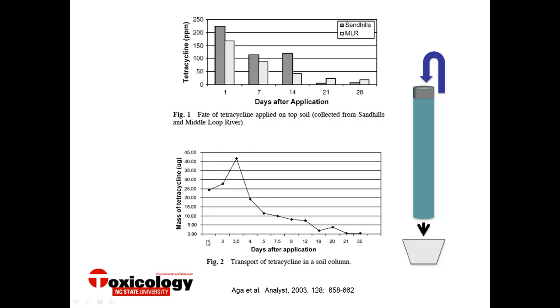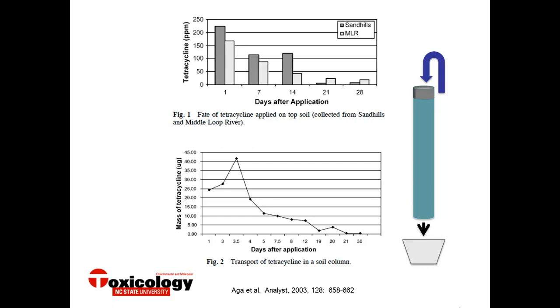And this would essentially give you these fractions. So on day 1 they collected this fraction, day 3, day 4, day 5, so on and so forth. And they did this for 30 days. So they ran the water through this sediment core for 30 days and collected these fractions. And they measured the level of tetracycline in each fraction. In other words, what was coming off of the column on that particular day.